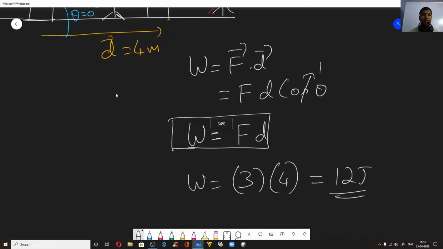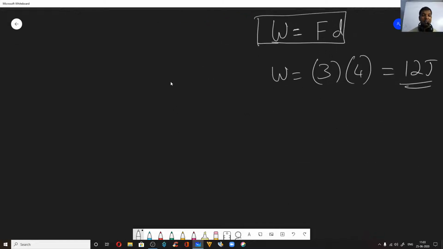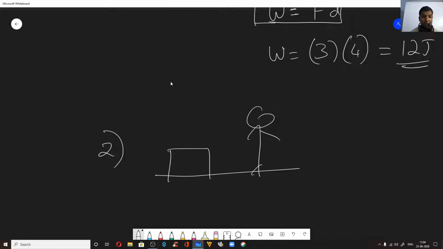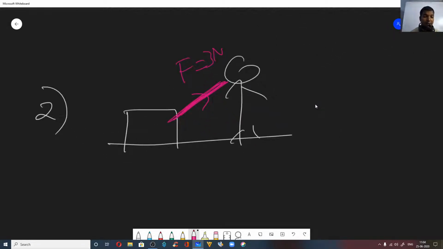Now let us take one more example. Example number 2. Say now you change the direction of force. You take the rope over your shoulder now. This is how you are applying the force. Say this is you and this is how you are applying force. This force, say it is 3 Newton only. Now it is making an angle of 60 degrees. The rope is making an angle of 60 degrees with respect to the ground, and say this is the ground.